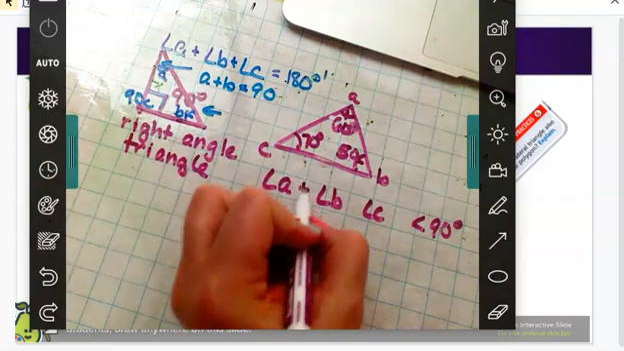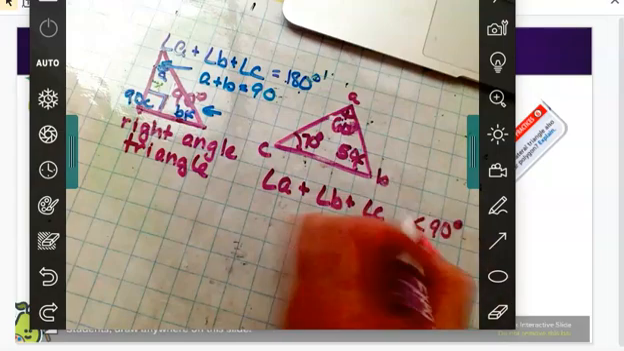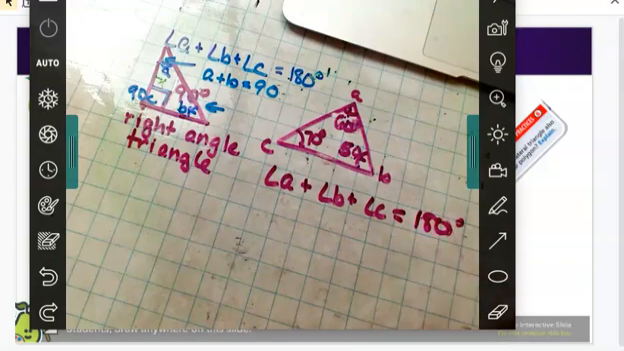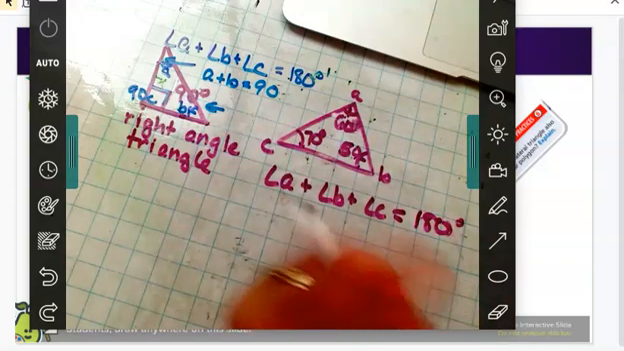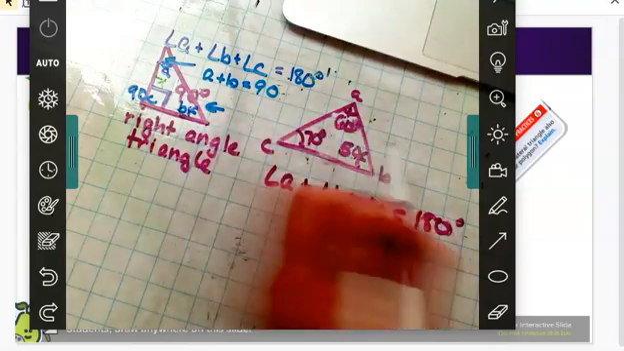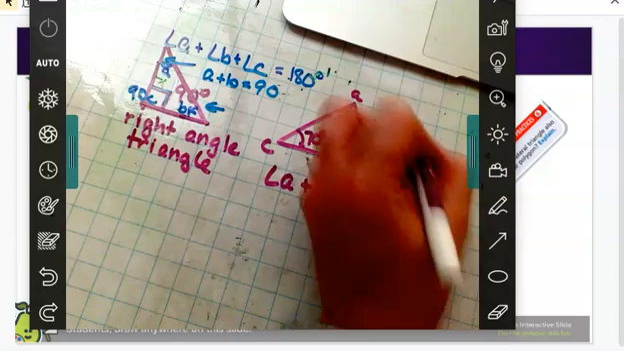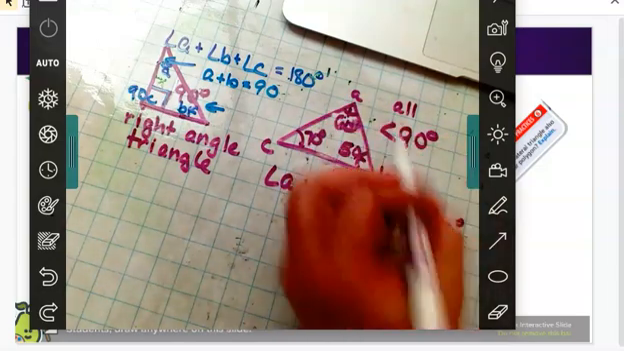Now, when you add them up together, the measurement of angle A, B, and C, what do they equal? They should equal 180, and that's something you just need to know. You need to know that anytime you add up the inside, it's equal to 180. All right, now in this case, since all of these angles are smaller than 90 degrees, they're acute, right?